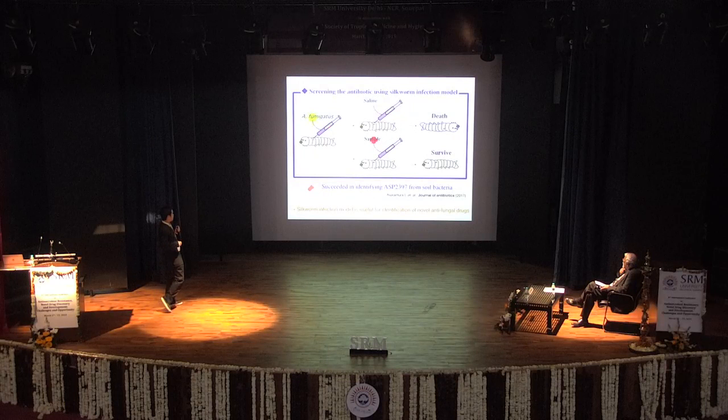So Aspergillus fumigatus injection leads to silkworm death, and we also screened the culture samples, and two samples show therapeutic activity. Then we purified and determined the structure, and succeeded in identifying ASP2397 from the soil bacteria sample. So the silkworm infection model is also used for identification of novel antifungal drugs.